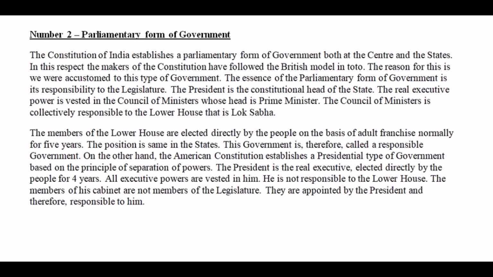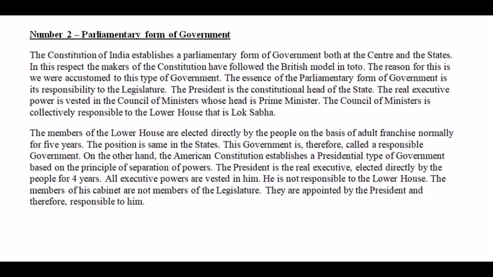The President is the constitutional head of the state. The real executive power is vested in the Council of Ministers, whose head is the Prime Minister. The Council of Ministers is collectively responsible to the lower house, that is Lok Sabha. The members of the lower house are elected directly by the people on the basis of adult franchise, normally for 5 years. The position is the same in the states. This government is, therefore, called a responsible government.